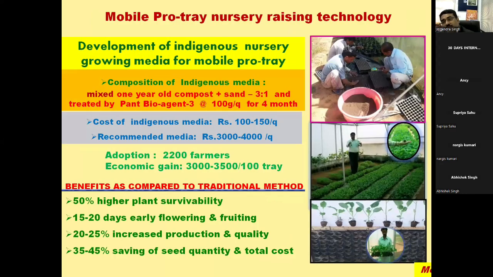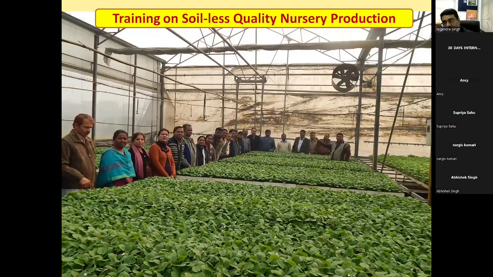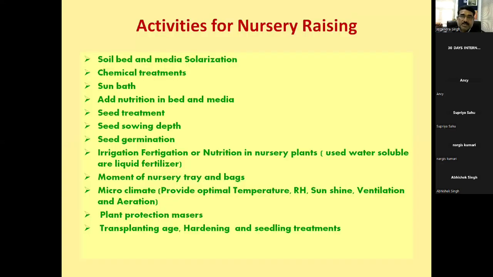So you can see here, this is the indigenous media we can grow. This is a high-tech nursery system. We can grow 10 batches of nursery here and gain 10 lakh rupees. So this is the only commercial advantage of protected cultivation, raising vegetable nursery here. So these are the views.